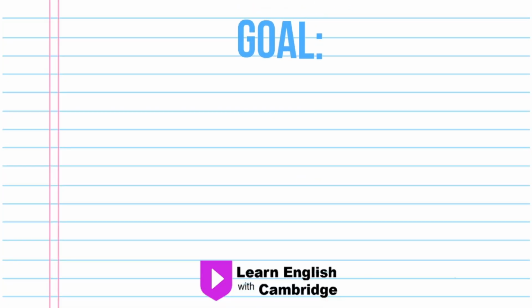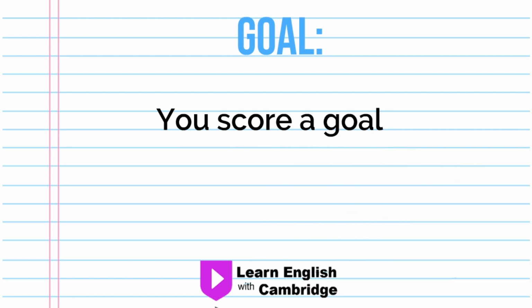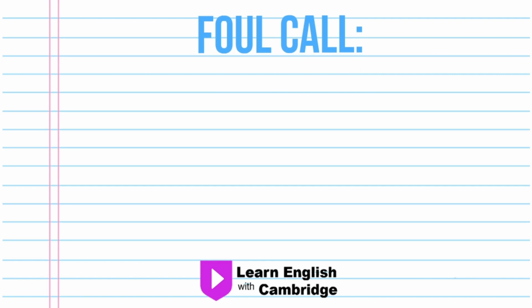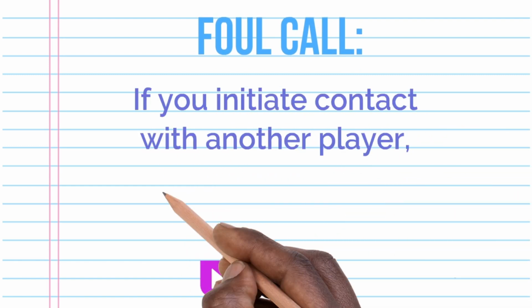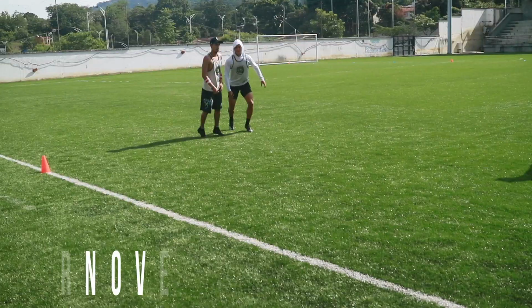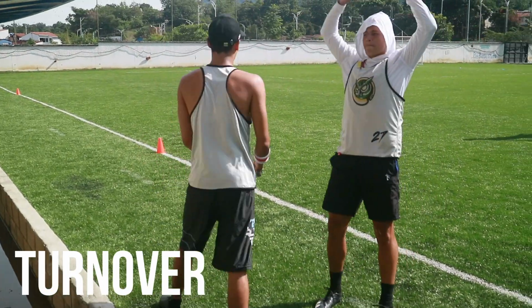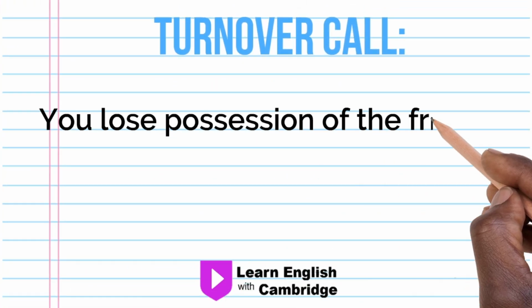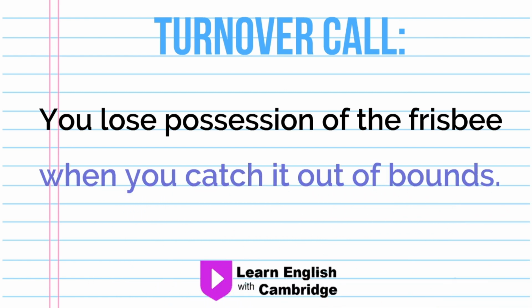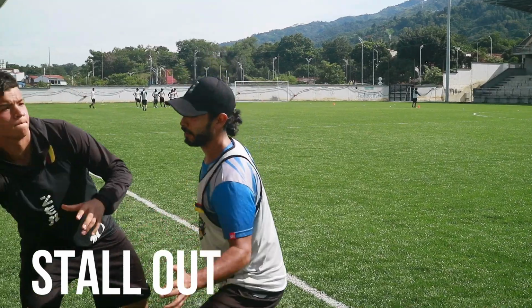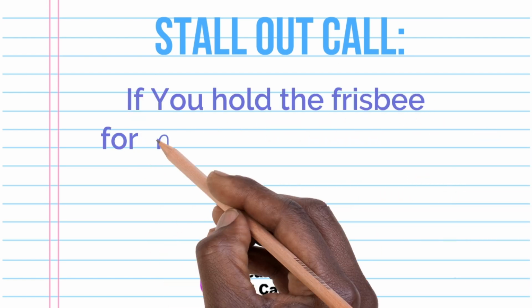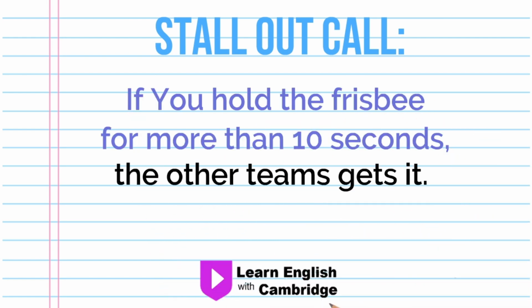Goal. You score a goal when you catch the frisbee inside the end zone. Foul call. If you initiate contact with another player, you commit a foul. Turnover call. You lose possession of the frisbee when you catch it out of bounds. Stall out call. If you hold the frisbee for more than 10 seconds, the other team gets it.